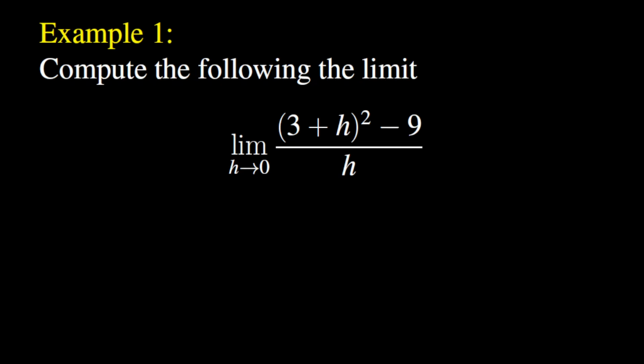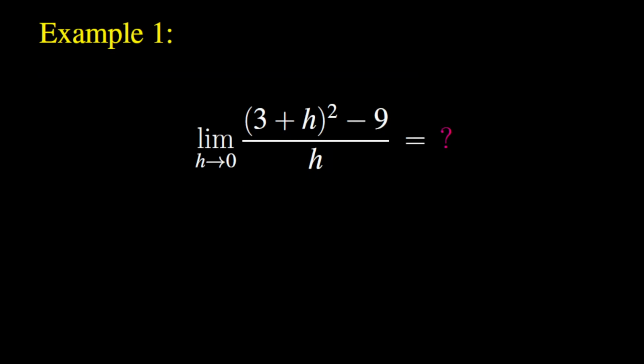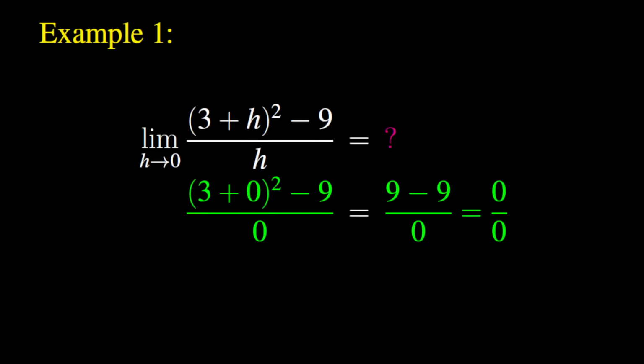In this first example, we are asked to compute the limit as h goes to 0 of the fraction (3 plus h) squared minus 9, divided by h. Looking at this function, we see that it is a rational function. Let us first replace h with 0 in the expression and see what we obtain. So when we replace h with 0, the expression becomes (3 plus 0) squared minus 9, everything divided by 0, which is 9 minus 9 divided by 0. Thus we end up with 0 over 0. This is obviously undefined. We cannot divide by 0.